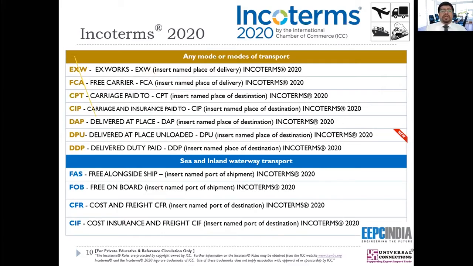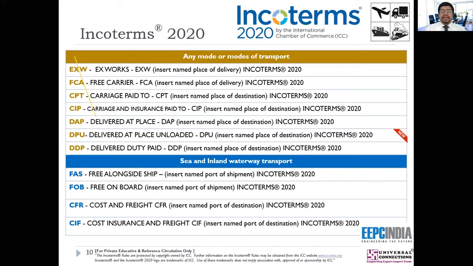This is not just for looks and feel. If you see, there are 7 rules which are marked in a so-called brown color, and it is saying on the top any mode of transport. Effectively you can use these 7 rules for all 4 modes of transport, that is air, road, rail or sea.